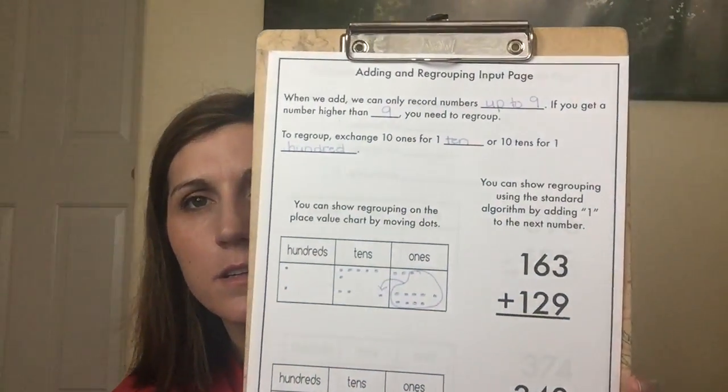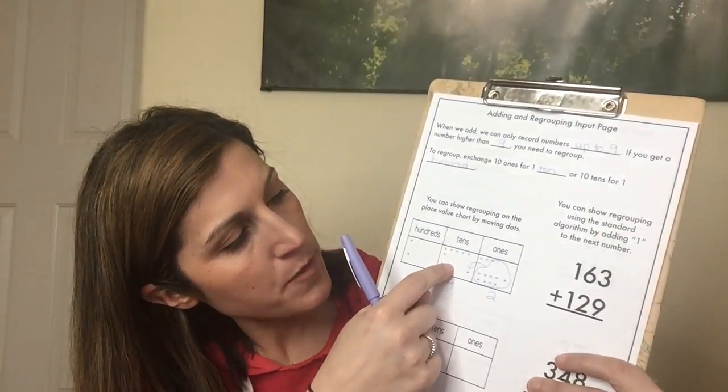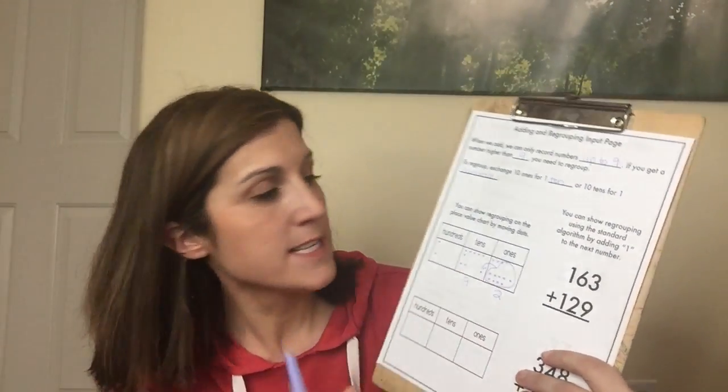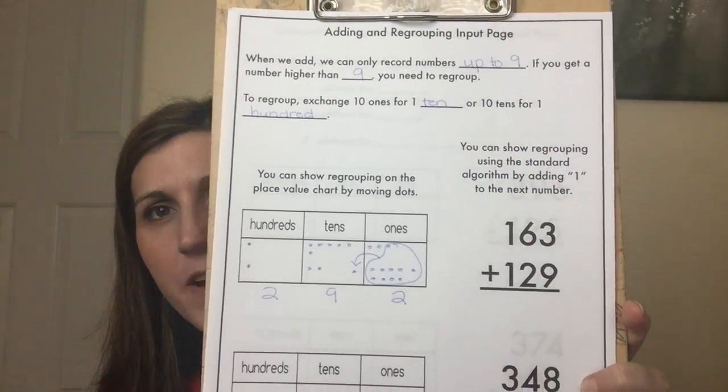Now I'm going to count. If I count these all up, I find I have 12 ones. But I can't record 12 ones. I only have one spot. I can only go up to 9. So what I'm going to do is take 10 of these ones and draw a circle around them. And I'm going to move it to become 1 ten. Now I only have 2 ones left over, and I have 9 tens. I have the 8 tens that were here before and the 1 more right there. So I have 9 tens. And I have 2 hundreds. So that's what it looks like on the place value chart.